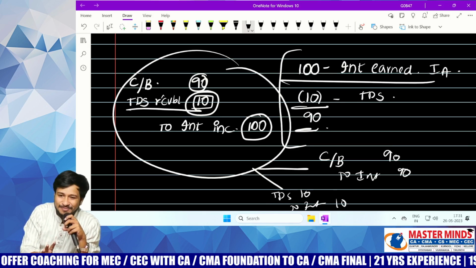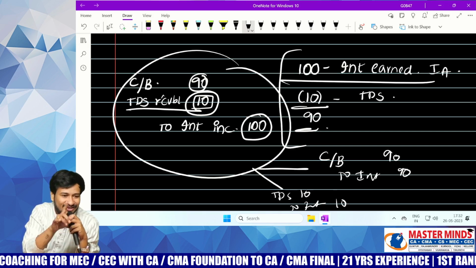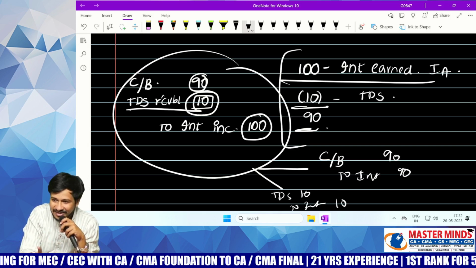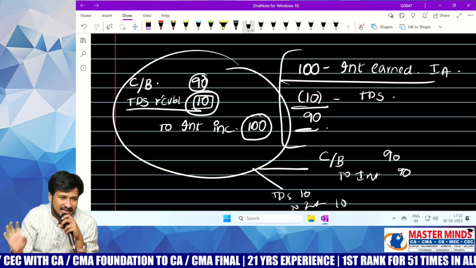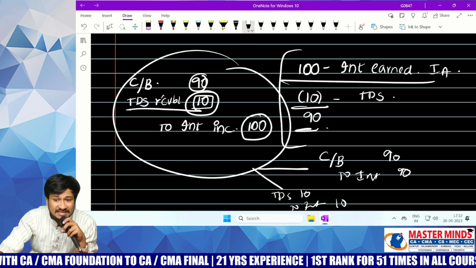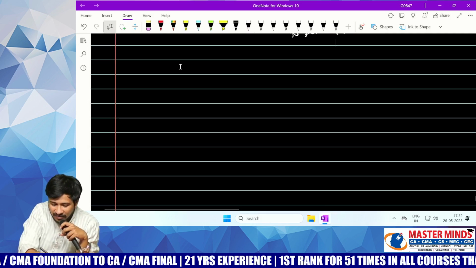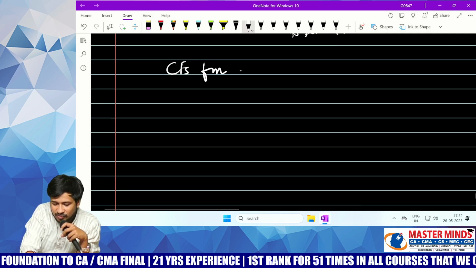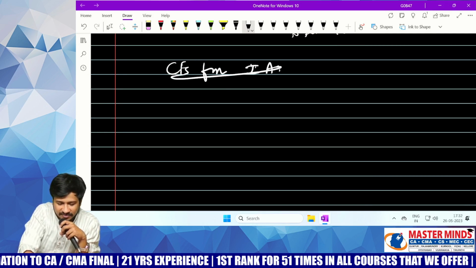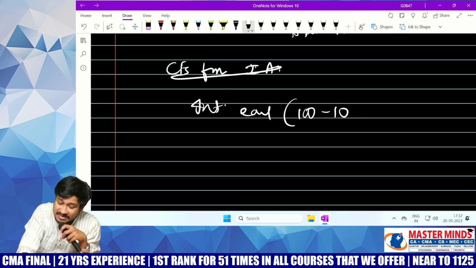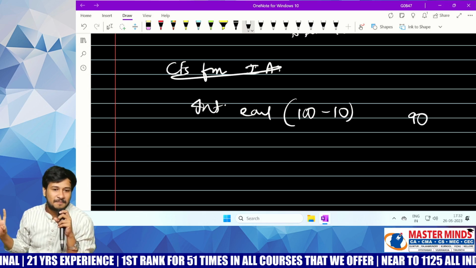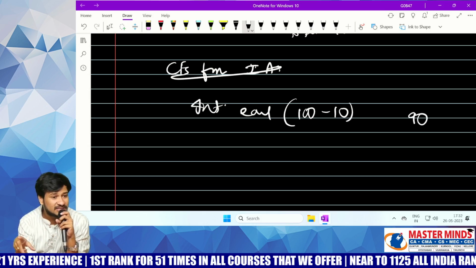So strictly speaking, TDS is not at all an activity. Clear everybody? But accounting standard number 3 is telling treat it as an investing activity. But while posting cash flows from investing activities, interest earned 100 minus 10, only 90. Hope you have got the logic.